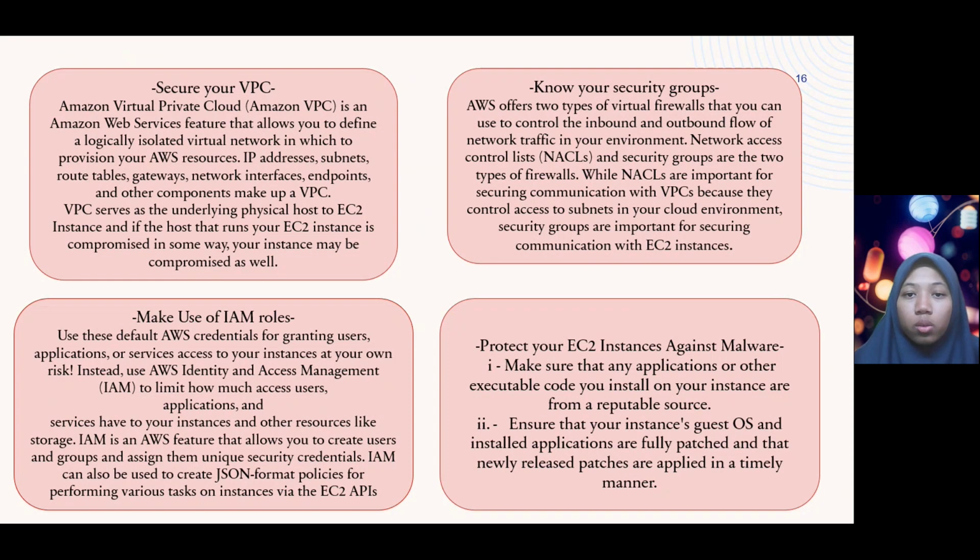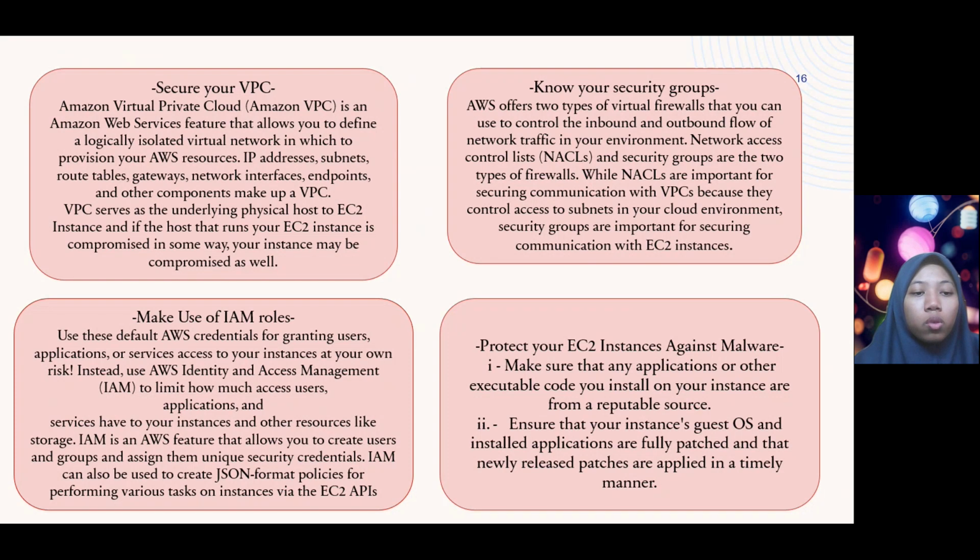Know your security group. AWS offers two types of virtual firewall that you can use to control the inbound and outbound flow of network traffic in your environment. Network access control list, NACL, and security group are the two types of firewall. While NACLs are important for securing communication within a VPC because they control access to subnets in your cloud environment, security groups are important for securing communication with EC2 instances.